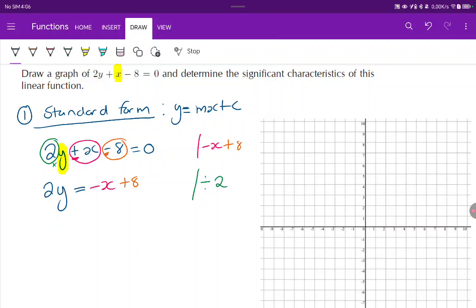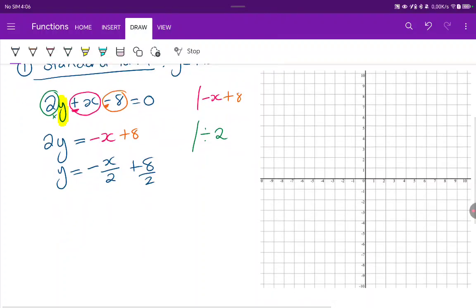Which means that now you have y is equal to negative x over 2 plus 8 over 2. Now, all three of them have been divided by 2. That's what I'm trying to show you in that line. Let's simplify: negative a half times x plus 4.